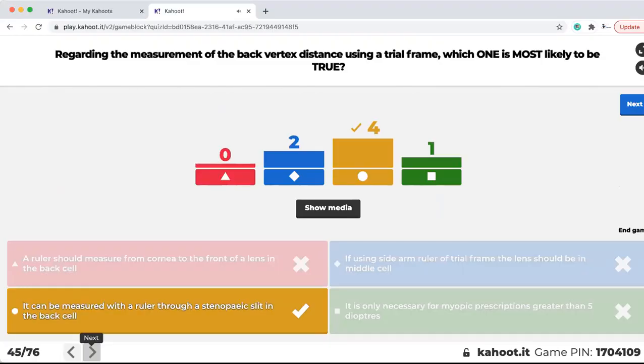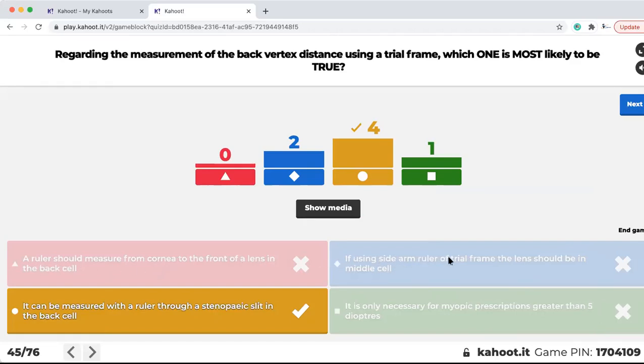Exactly. So most of you got it right regarding the measurement of the back vertex distance using the trial frame, which will be the correct answer. So we have two methods to measure the back vertex distance. One is using the ruler method, and the other from the side of the trial frame, like the question here is saying, which one?